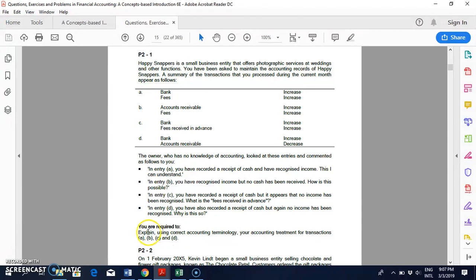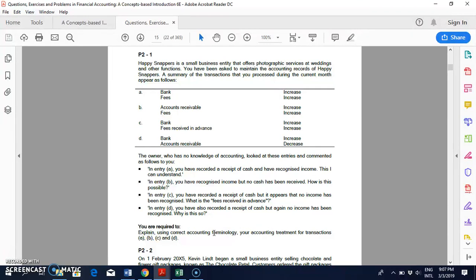Why is this so? You are required to explain, using the correct accounting terminology, your accounting treatment for the transactions A, B, C, and D. So let's look at the first transaction, A. In A, we're saying the bank is increasing and the fees is increasing, right?